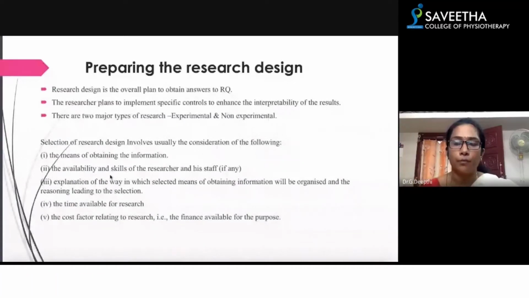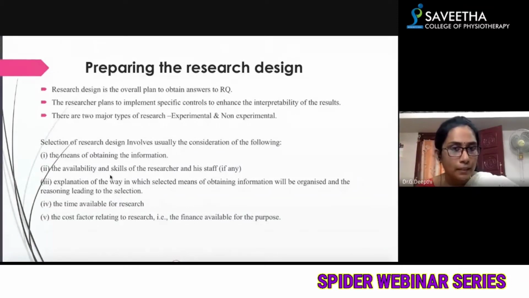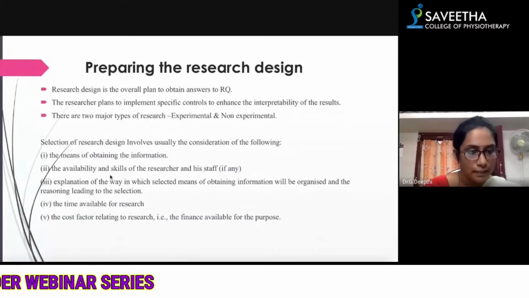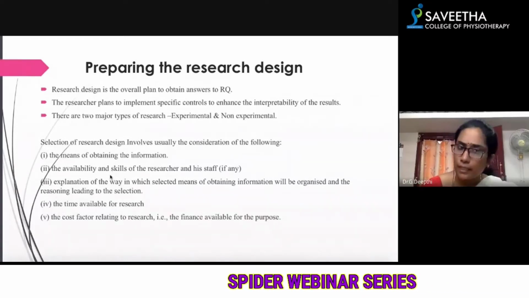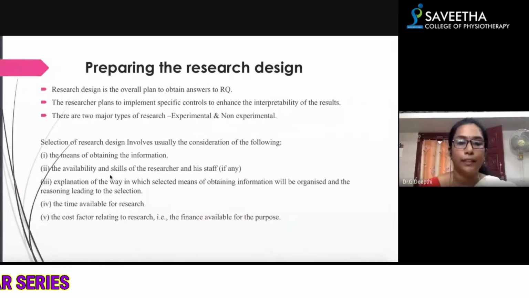How you select your research design is based on your conceptual framework, that is, how you're going to address the problem statement, your research problem. Based on that, you select the research design. That is one. Then the time available for the research. If only a 3 month period is given, you cannot go for the longitudinal type of research. So the time available and the cost factor relating to the research, all these things make you select among the various research designs.